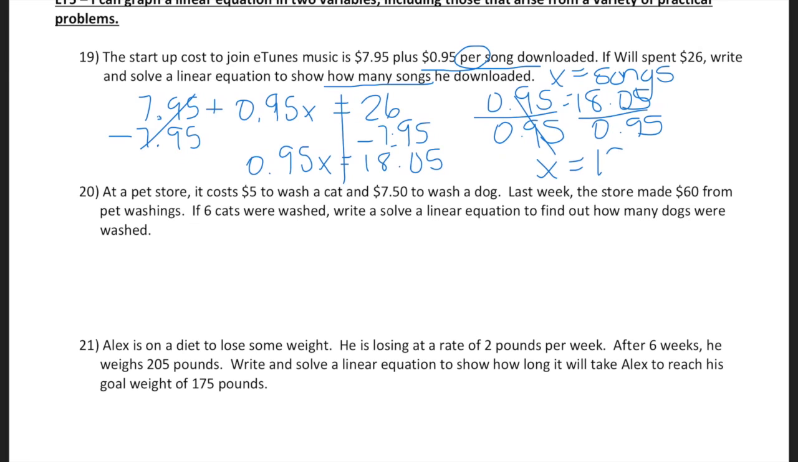And x is equal to 19 songs. So Will was able to download 19 songs.